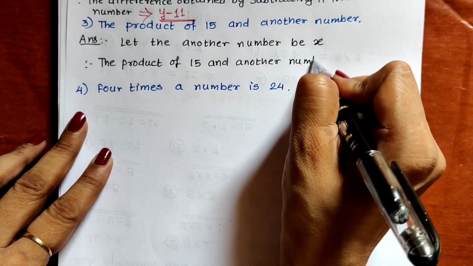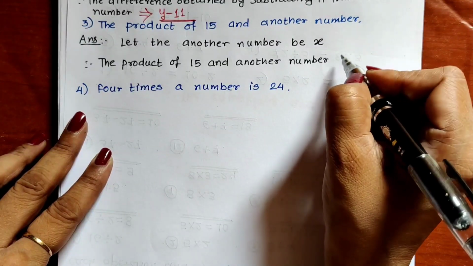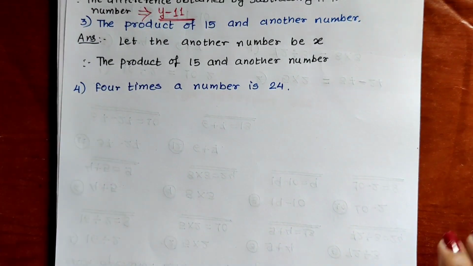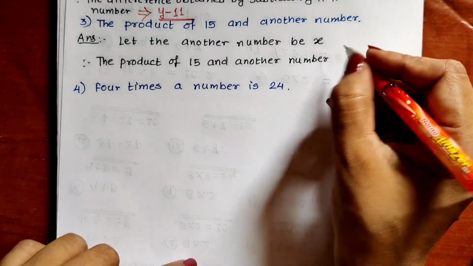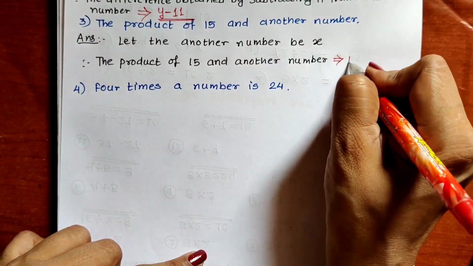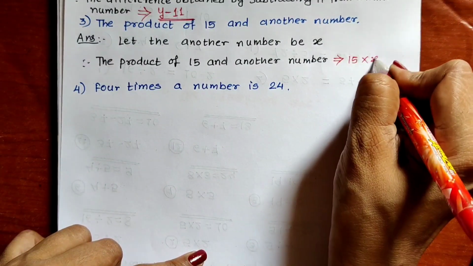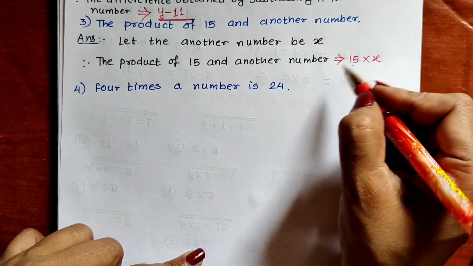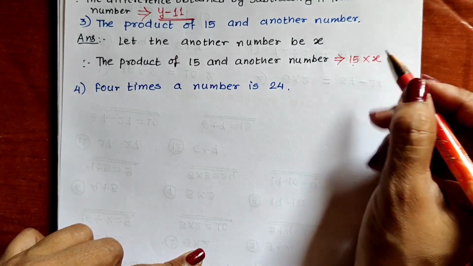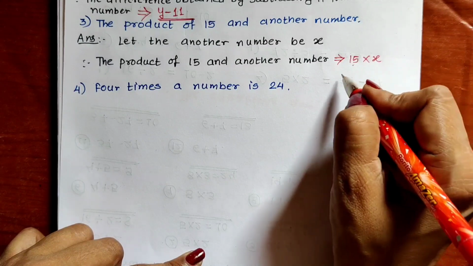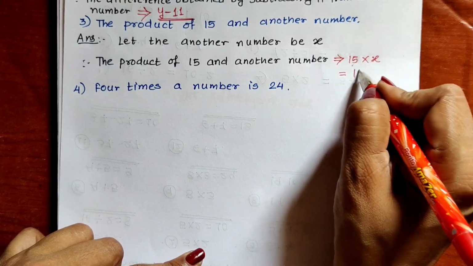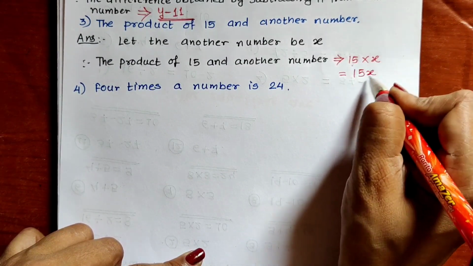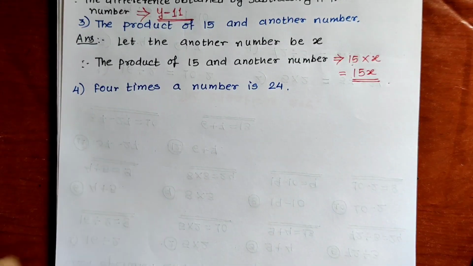Product means what did I tell you? Product means multiplication. So it means 15 multiplied by x. When a multiplication sign is there between a number and a variable, this is the coefficient, this is the variable, this is the number and variable, we don't write that multiplication sign. It means 15x. So the expression is 15x.